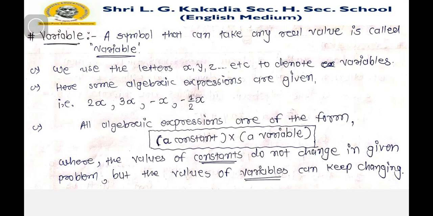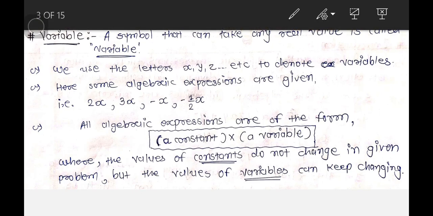First, we get information about variable. What is a variable? In polynomial, this algebraic expression is very important. Here, what is a variable? A symbol that can take any real value is called variable. So, any symbol that can take any real value is called variable.